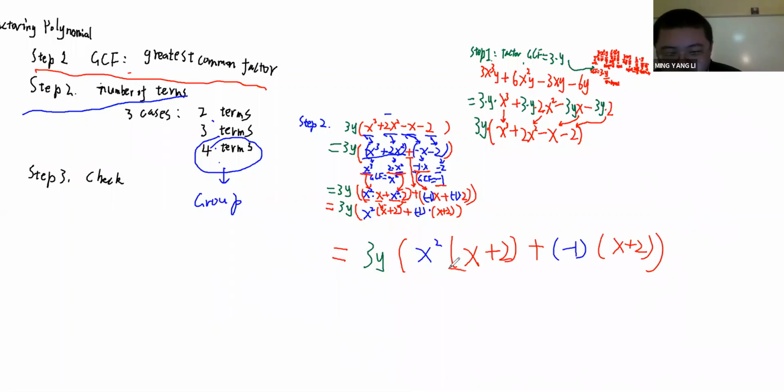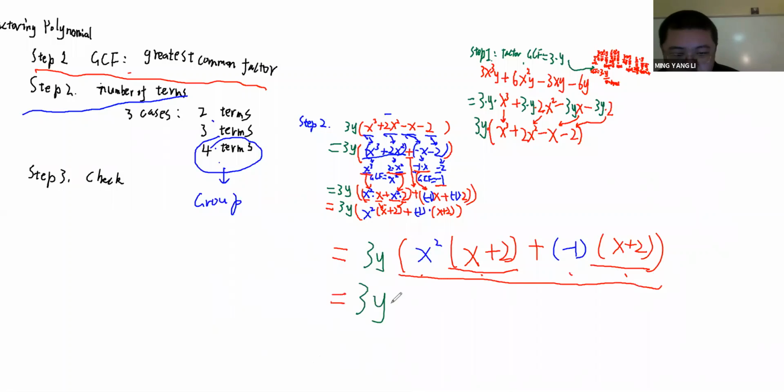So now, the red part, x plus 2, underline, is our new common factor. Because in this big group, the first part is x squared times x plus 2. X plus 2 is a factor. Second part is -1 times x plus 2. X plus 2 is again a factor. So we can factor it out again as a common factor.